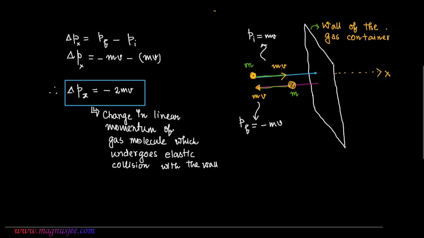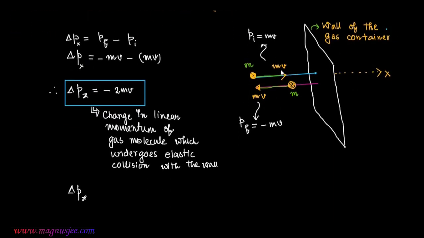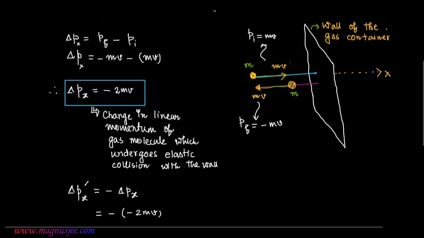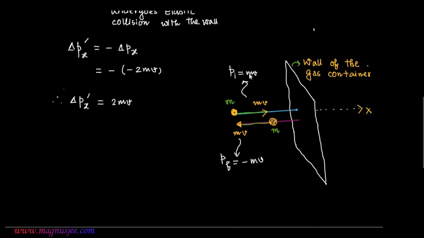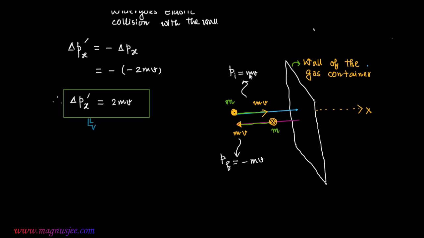elastic collision with the wall of the container, and delta Px prime will be minus delta Px, which is the amount of linear momentum which will be imparted to the wall of the gas container. Delta Px prime is equal to 2mv. That is the amount of linear momentum imparted to the wall of the gas container along x-axis.